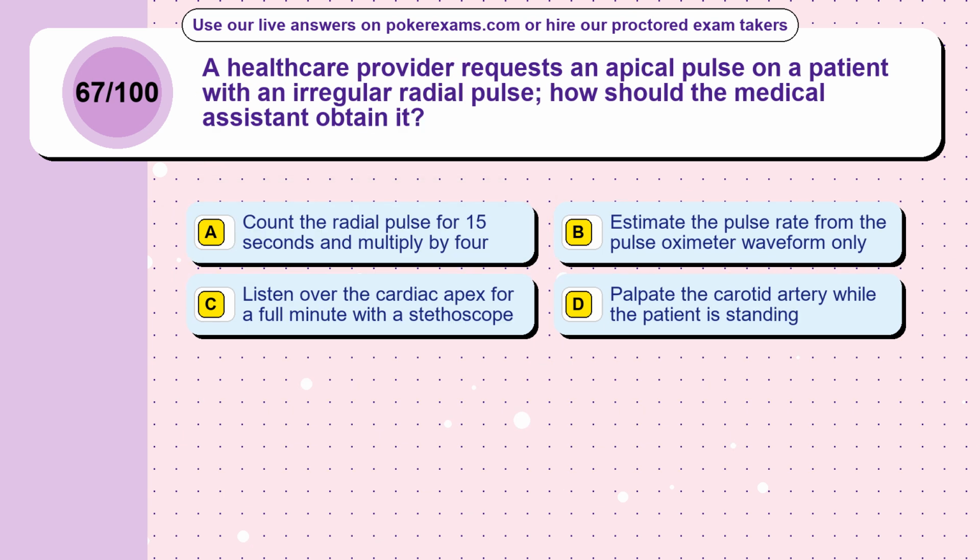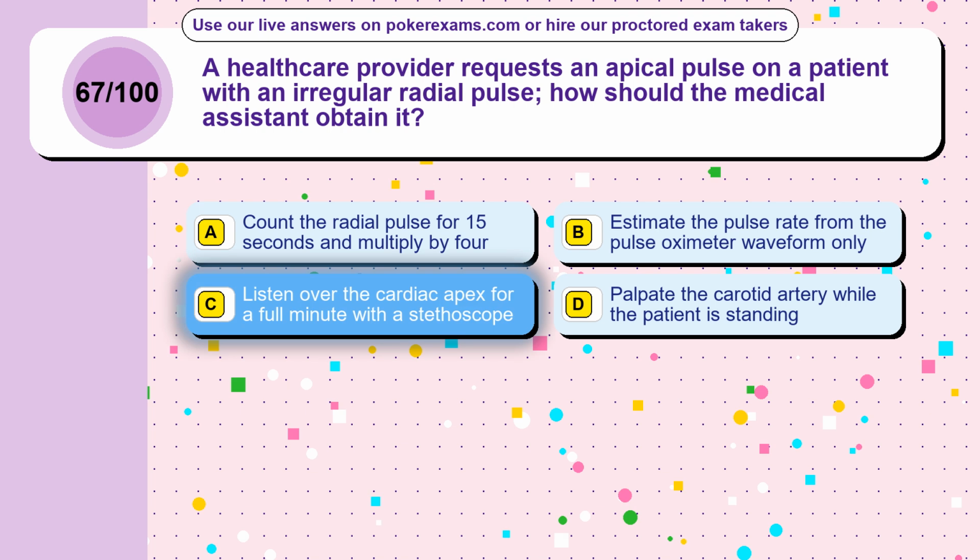Question 67. A healthcare provider requests an apical pulse on a patient with an irregular radial pulse. How should the medical assistant obtain it? Option A. Count the radial pulse for 15 seconds and multiply by 4. Option B. Estimate the pulse rate from the pulse oximeter waveform only. Option C. Listen over the cardiac apex for a full minute with a stethoscope. Option D. Palpate the carotid artery while the patient is standing.